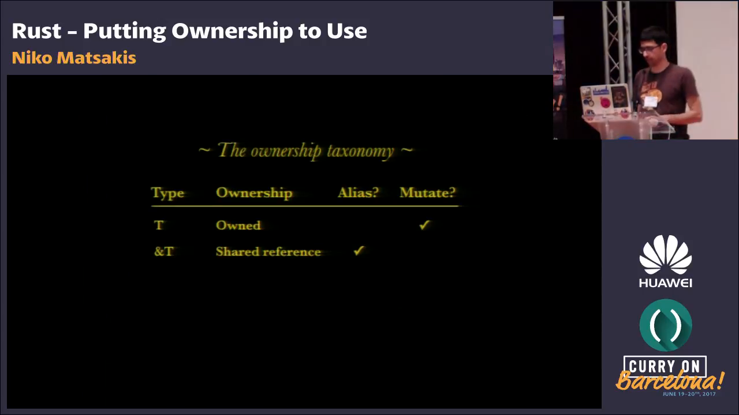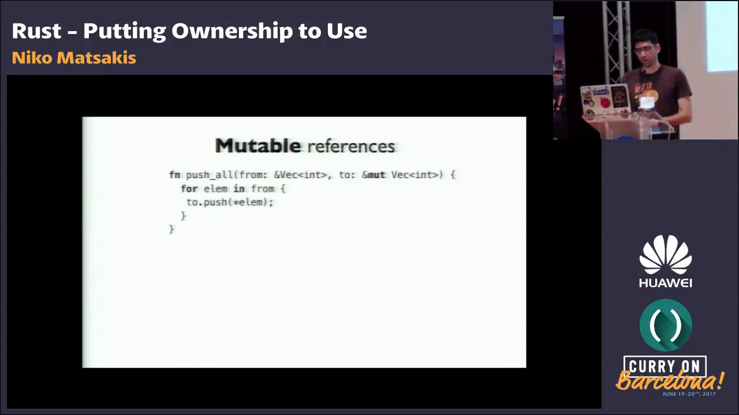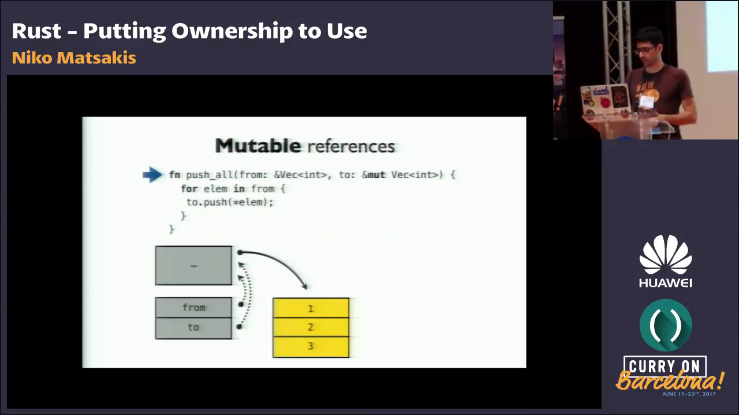So that's shared references. And the last thing is mutable references, which is kind of the same idea. You're lending out data, but this time not an immutable version of it, but data that can get changed. So here's a function which takes two vectors, from and to. The from is a shared reference that we already saw, but to is a mutable reference, and it's going to copy data from one to the other. Since this is a mutable reference, we're allowed to make changes. We can call push.